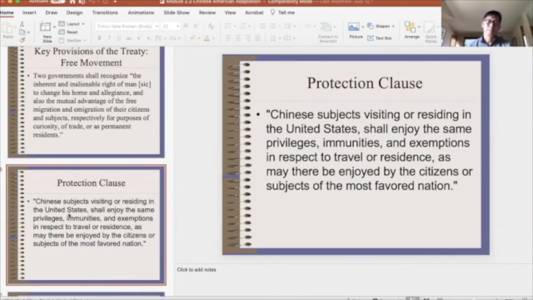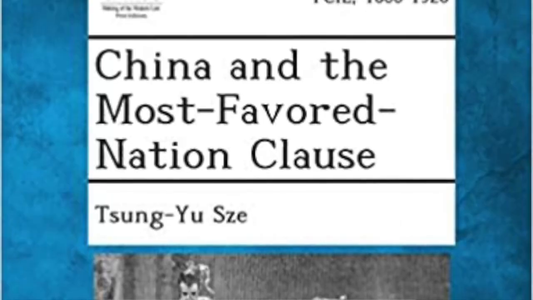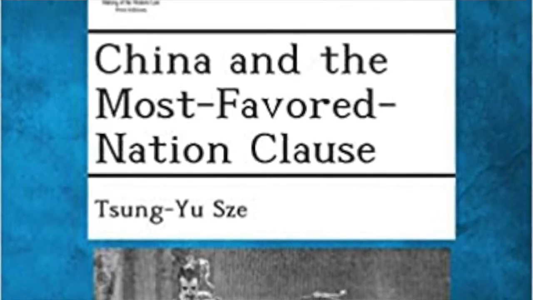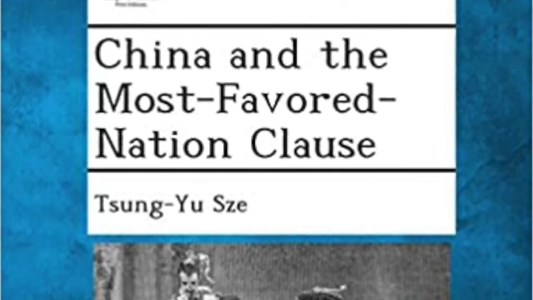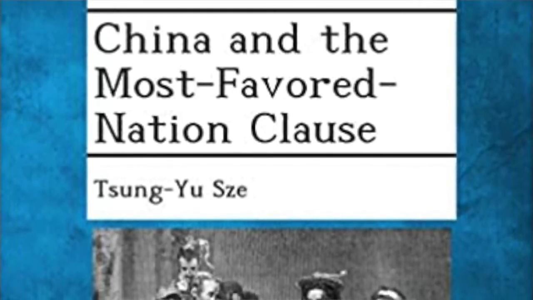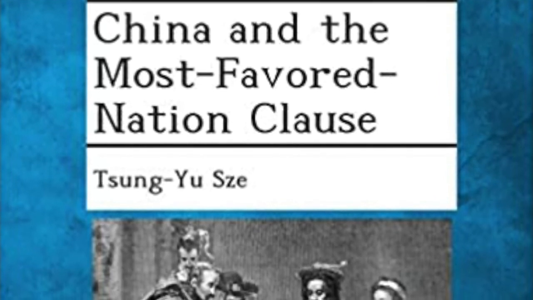Okay, read it one more time and let it sink in a little bit and see what it really means here, right? The Chinese subjects visiting or residing in the United States shall enjoy the same privileges, immunities, and exemptions in respect to travel or residence as may there be enjoyed by the citizens or subjects of the most favored nation. I think that if we take this quite literally, education, employment, housing, or land ownership would be under those. But obviously, we've seen that this treaty wasn't taken literally, because those same privileges, because of citizenship, were not granted to Chinese Americans at that time.